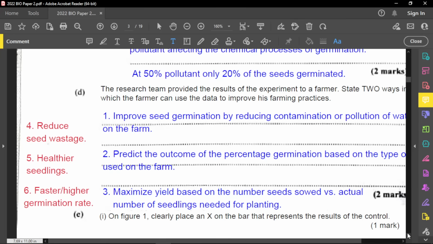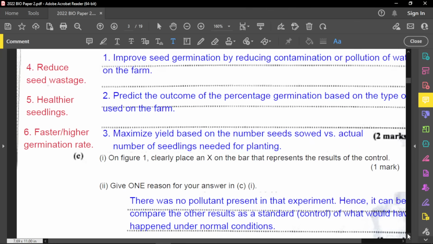And say on the graph here now, which is part C, so on the figure 1, clearly place an X on the bar that represents the result of the control. And I placed that, I don't need to go back up there, but it was placed on the bar with the 0%, which is the distilled water.